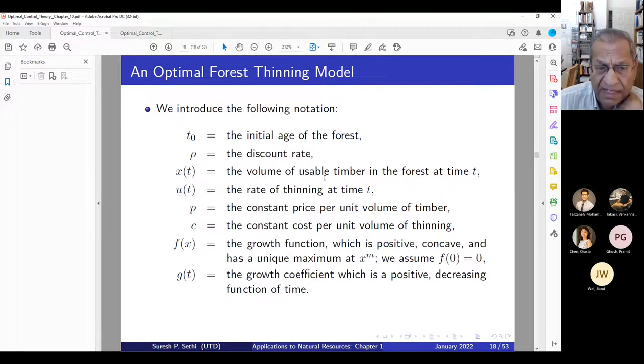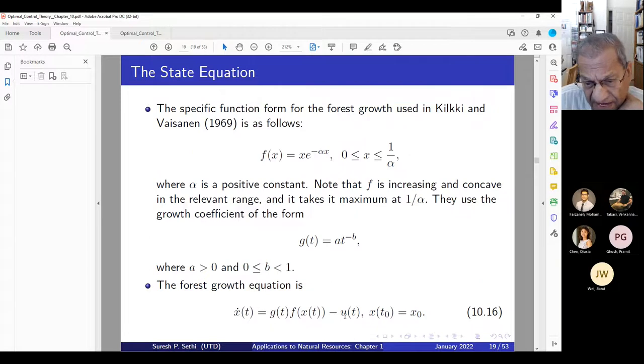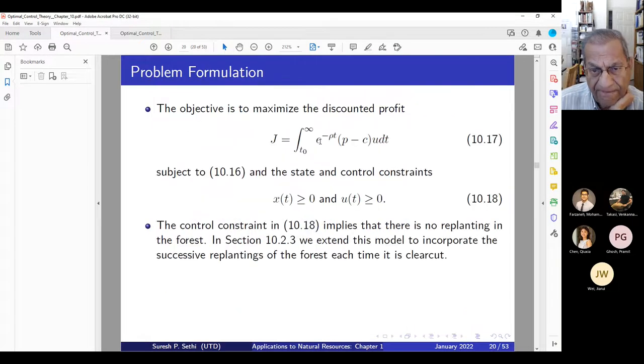It's going to be okay. We can handle that with the machinery that we have developed. And then we thin the forest, so we take that much timber out. So X dot, which is the total volume of timber, has the dynamics given by this. And we have an initial value of the volume, which is at time T0. By the way, we call it X0. This is a very interesting model, so please ask questions when you don't understand something. So U is what we are taking out, and our margin is P minus C, our discount rate is rho, and so our profit is from T0 to infinity of this integral.